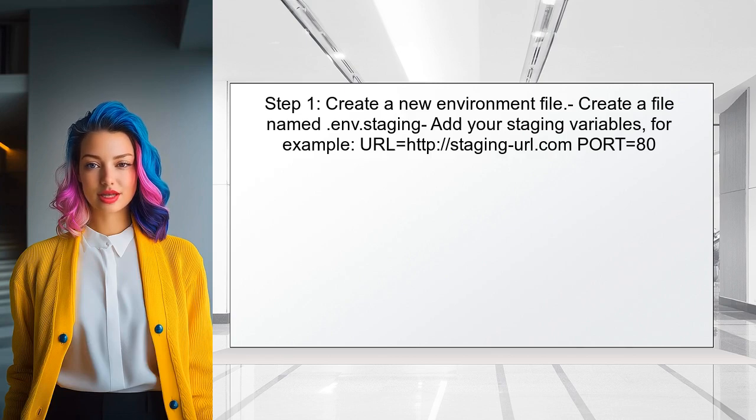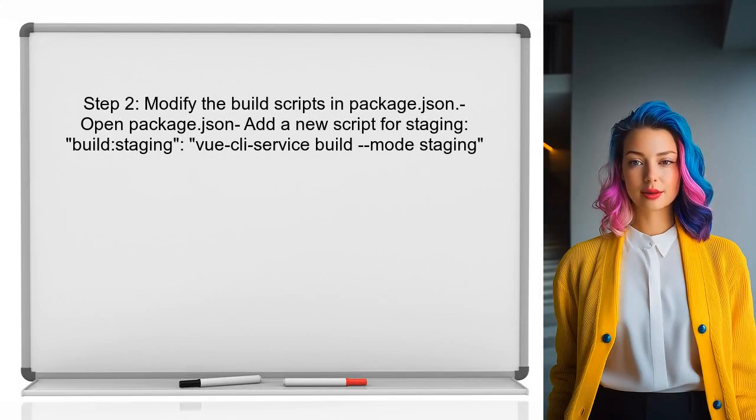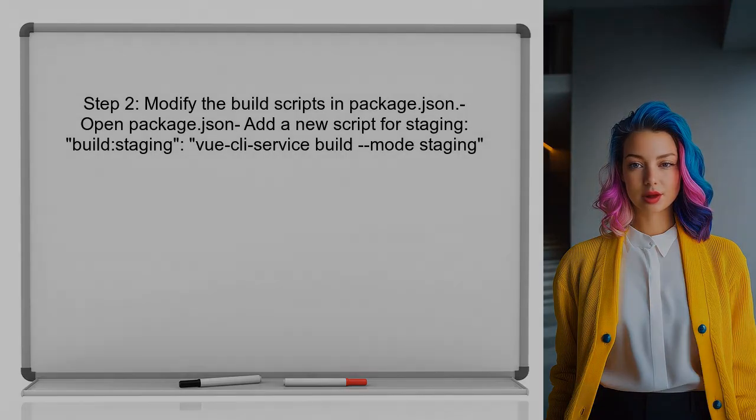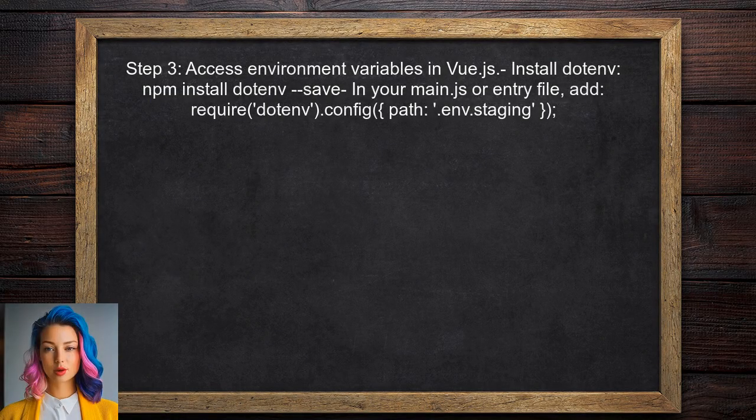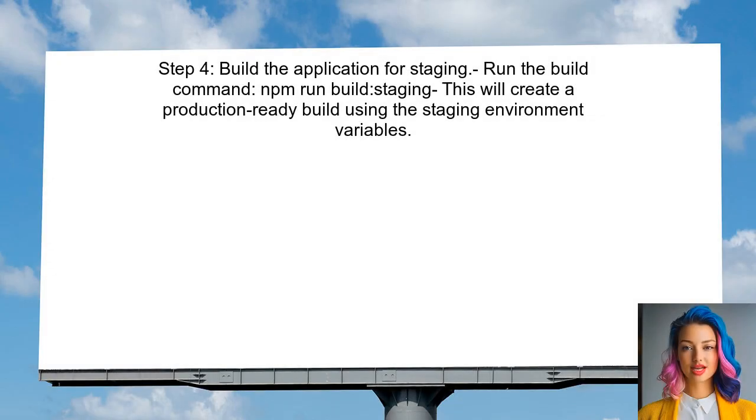This file will hold the specific variables for the staging server. Next, the user needs to modify the existing build scripts in the package.json file. This will allow the user to specify which environment to use when building the application. Now the user should ensure that the Vue.js application can access the environment variables defined in the new staging file. This can be done by using the .env package. Finally, the user can build the application for the staging environment by running the new build script. This will compile the application using the specified staging variables.